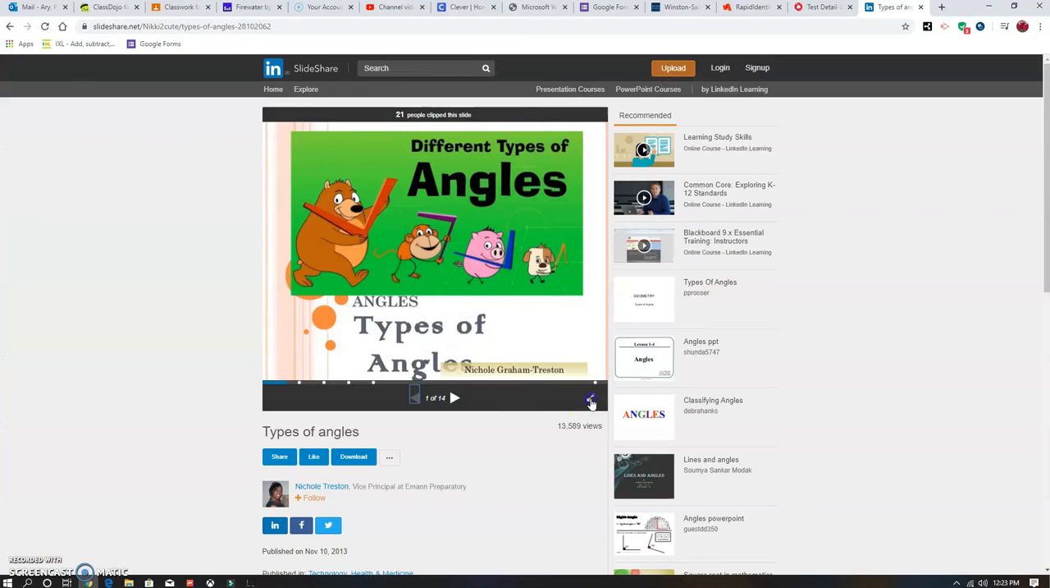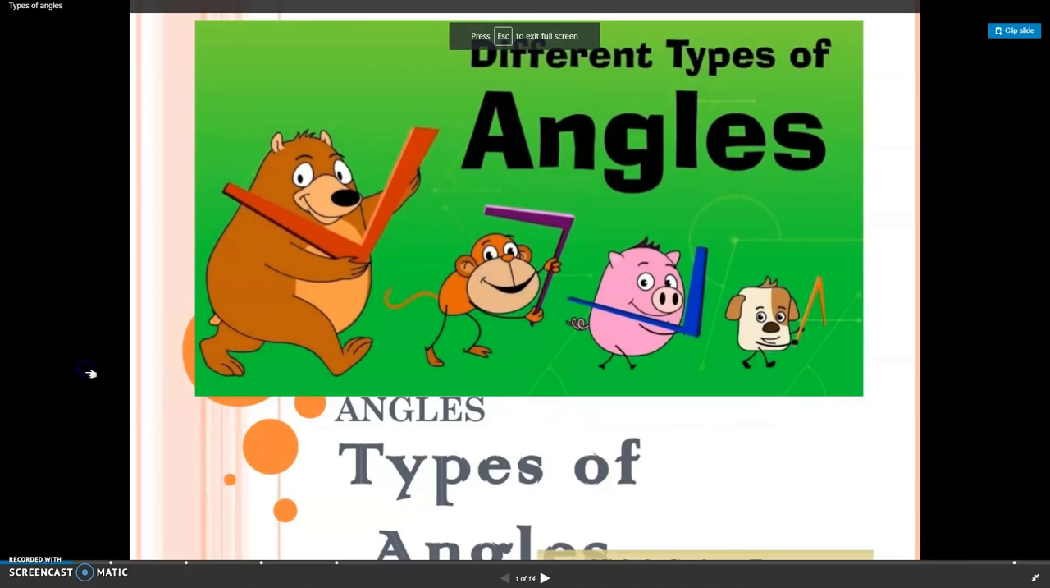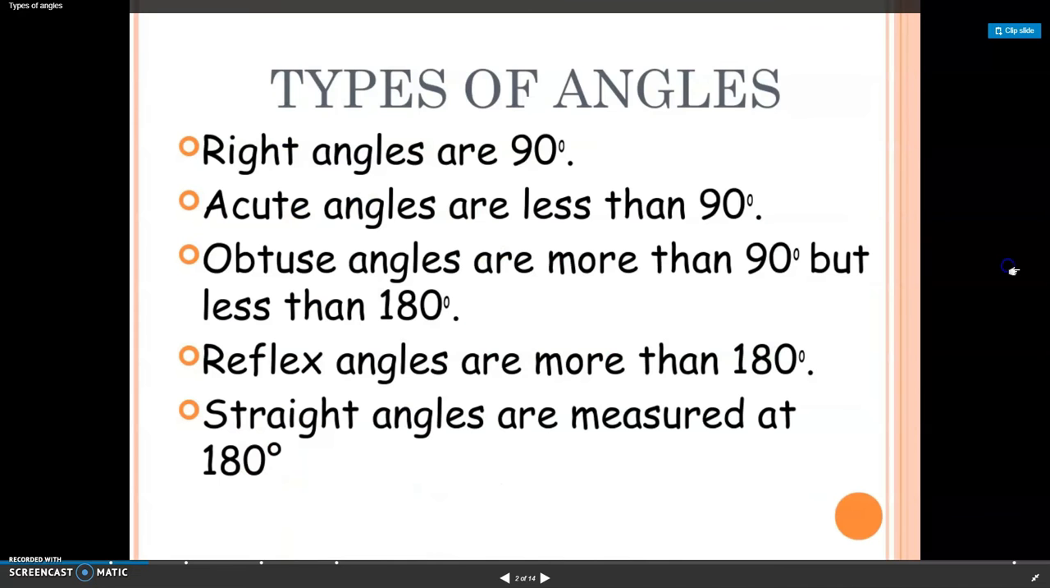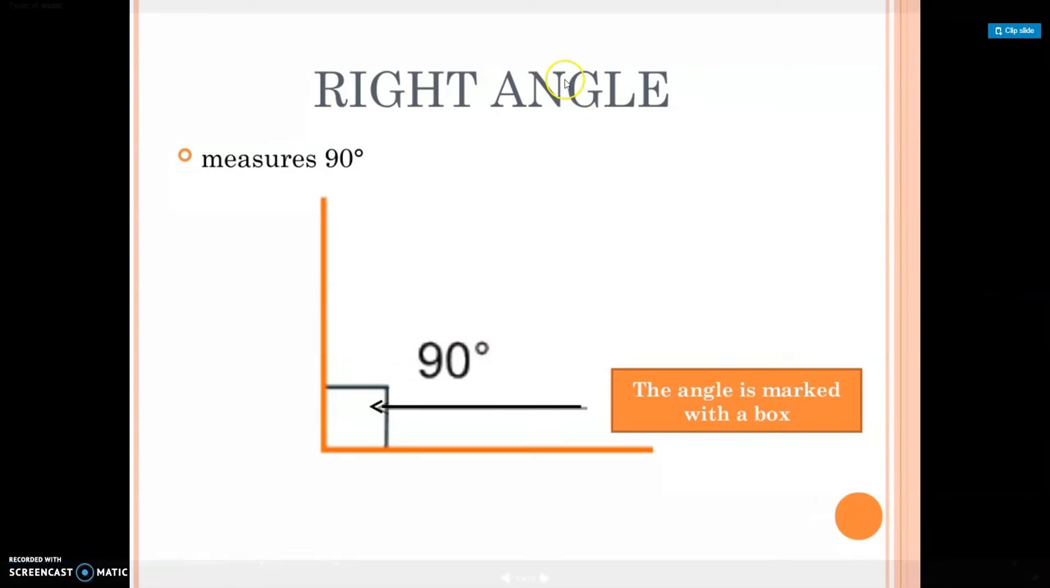Today we're going to talk about angles and the types of angles. We're going to talk about 3 different types of angles, okay? Actually 4, I'm sorry. 4 different types of angles. We're going to do right angles, acute angles, obtuse angles. We are not doing reflex angles. And then we are going to do straight angles as well. All right, so let's jump right into it and start with right angle.